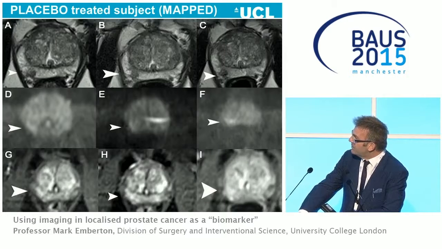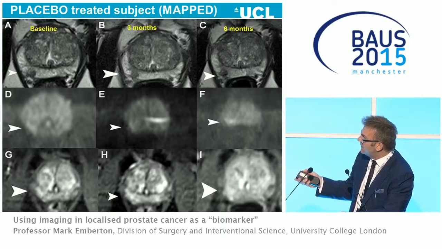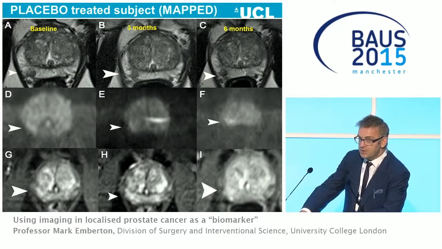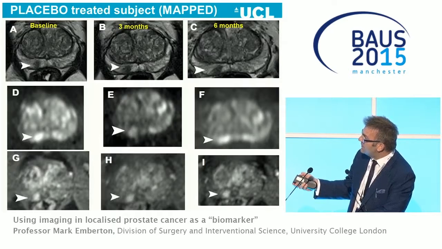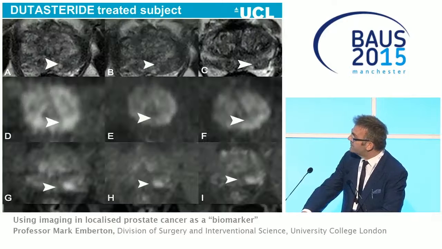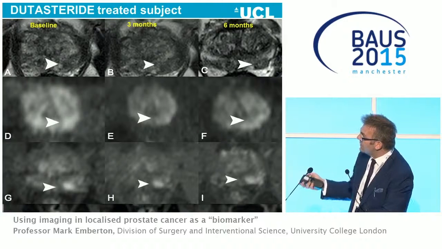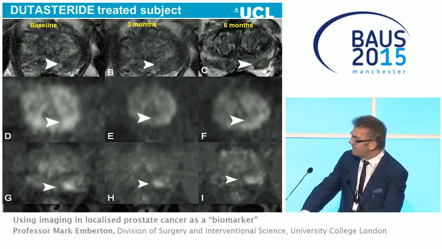If we look at a placebo-treated patient, we can see his lesion here on the right at baseline, at 3 months and at 6 months, and can determine stability by 2 independent radiologists. This is another patient with a slightly more medial lesion, which is deemed to have increased in size slightly over 6 months. And here is a dutasteride-treated patient. He has a rather large lesion occupying most of the left peripheral zone of the gland, which was seen at baseline, stable at 3 months, and then reduced in size by around 50% at 6 months.